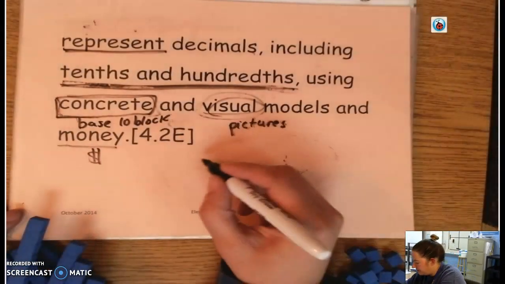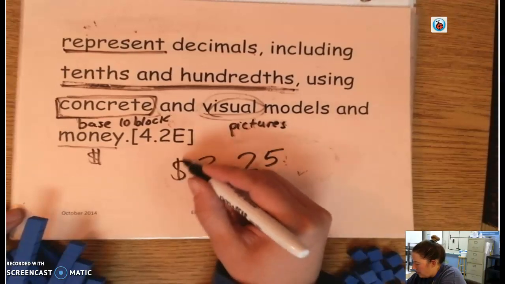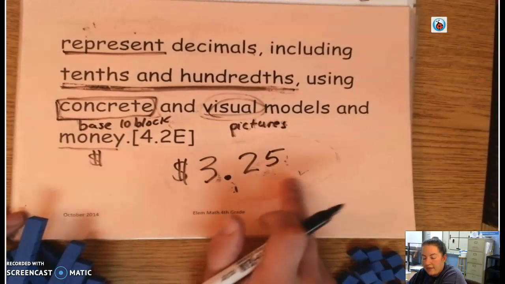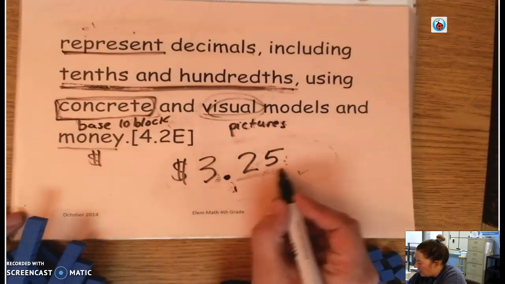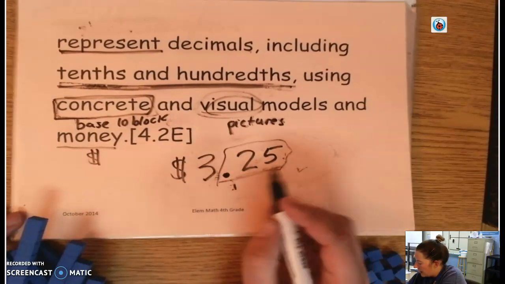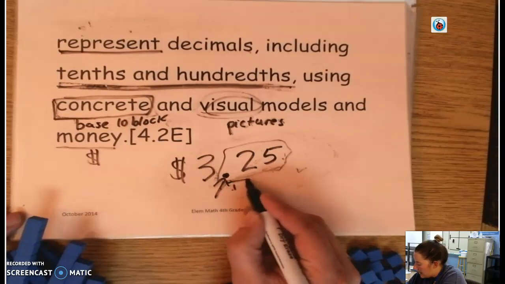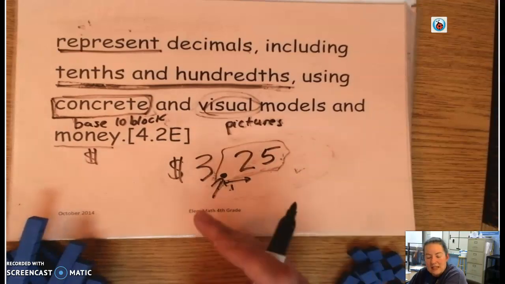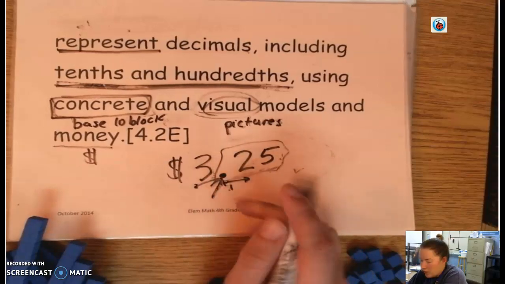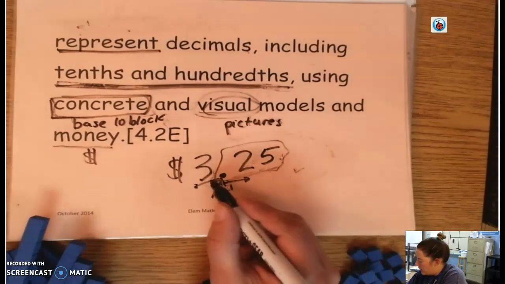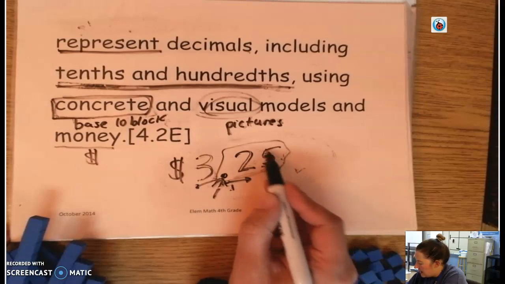So like if I had 3 and 25, if we're thinking about this in money, we would say this is $3.25. So 3 wholes, 25 cents. This part over here, this is the decimal part that we're talking about. So this is your decimal. If you have anything after the decimal, so to the right, it means it's less than a whole. And anything before the decimal, so to the left, it would be at least a whole. So I've got 3 whole dollars and 25 cents, right? This is less than a dollar.